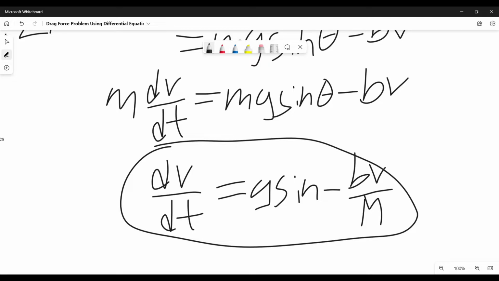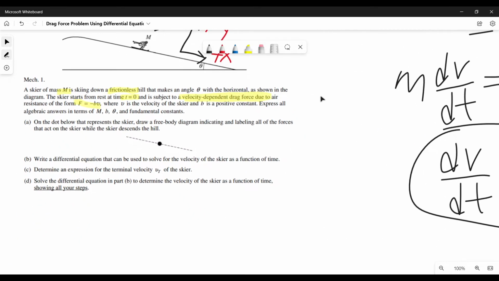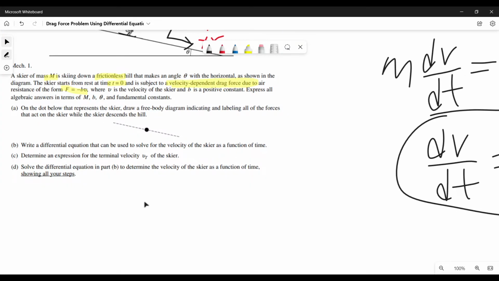So part B is complete. Now let's take a look at part C. Part C says we need to determine an expression for the terminal velocity of the skier.